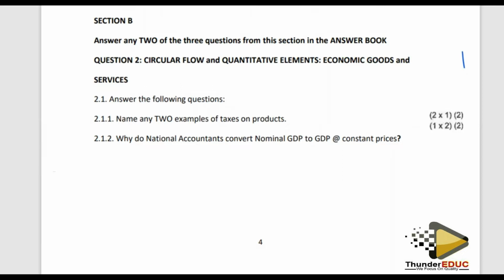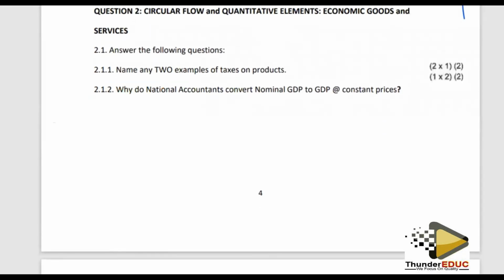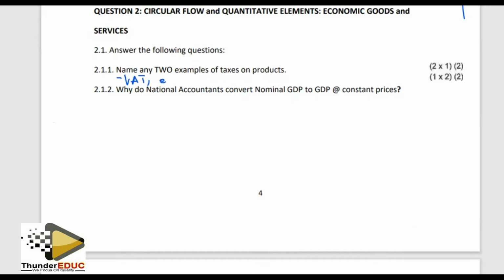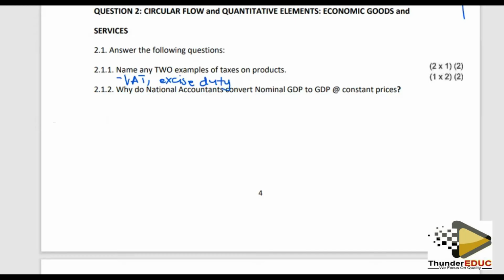Look at question 2.1, which says, name any two examples of taxes on products. The first one is value added tax, which is VAT, and the second one is the excise duty. Excise duty is charged on goods and services which are produced.